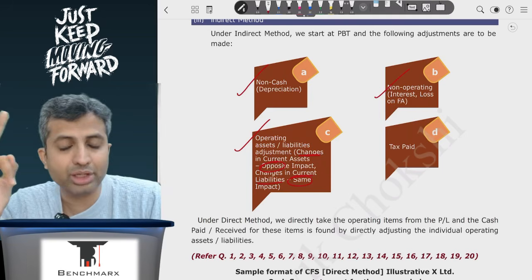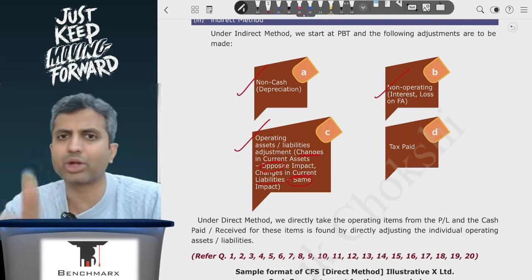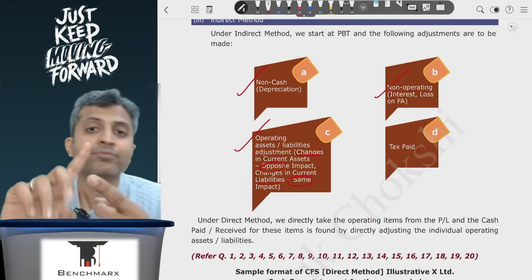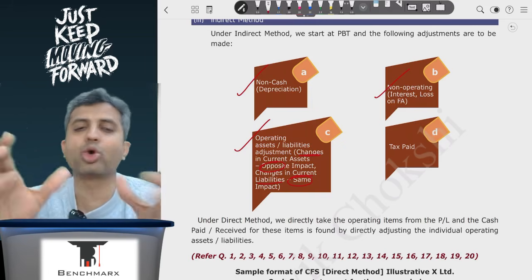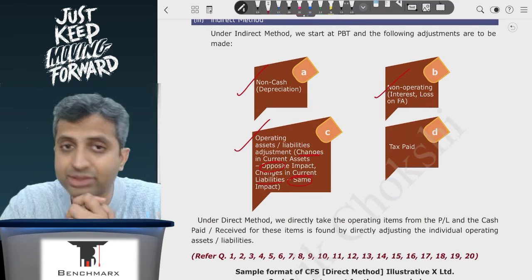So there are three impurities that I need to clear out when I look at cash flow under the indirect method. First is a non-cash adjustment. Second is a non-operating adjustment. And third is the so-called working capital, or the operating assets or liabilities adjustment.